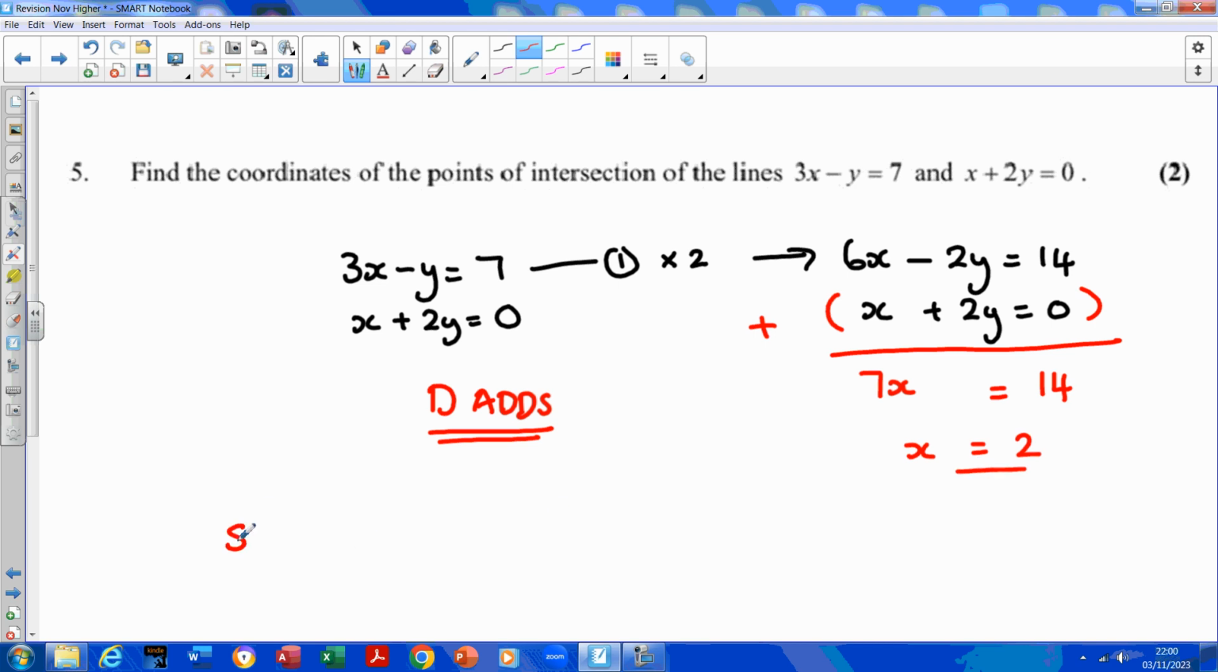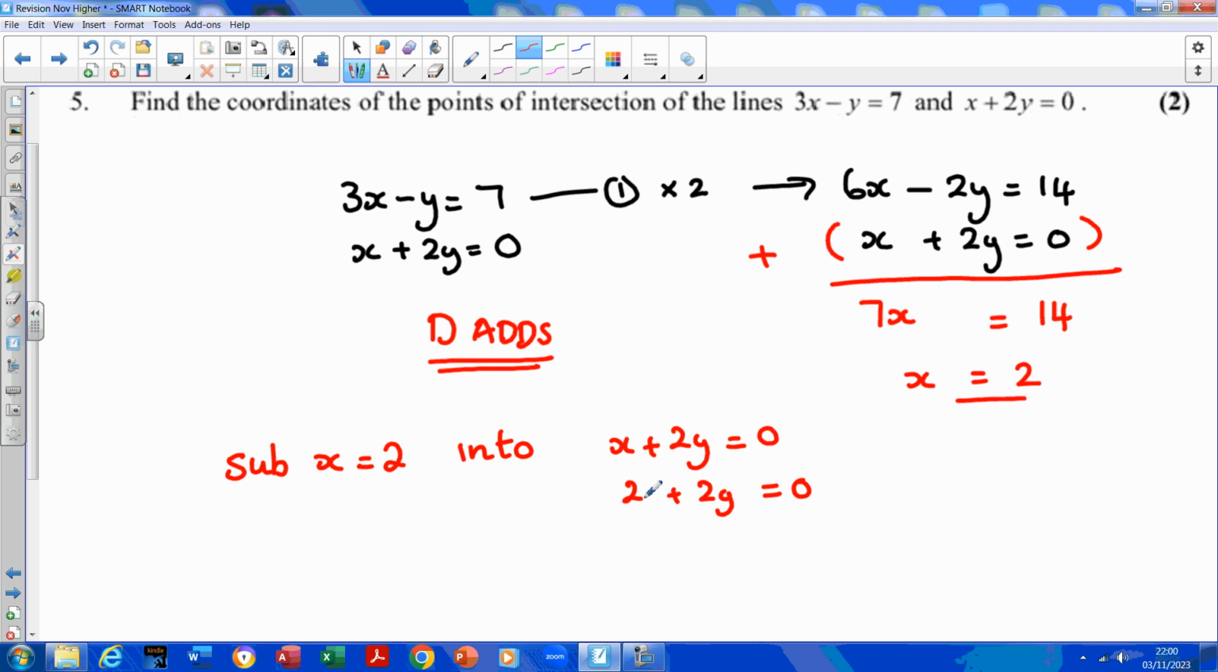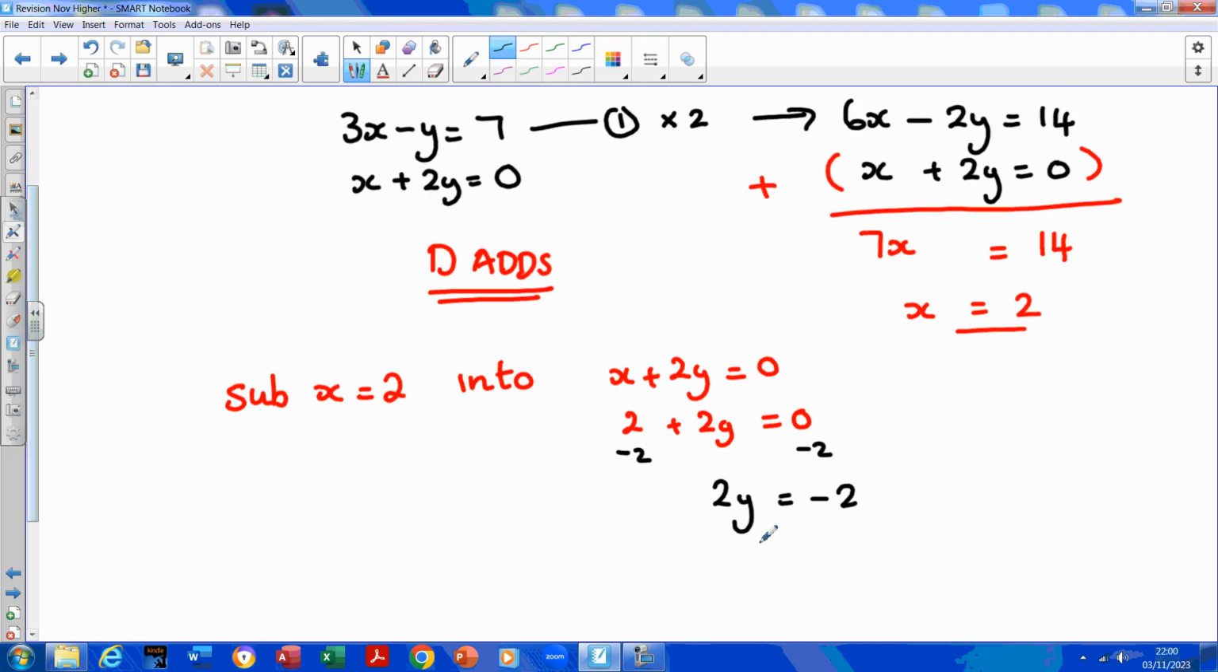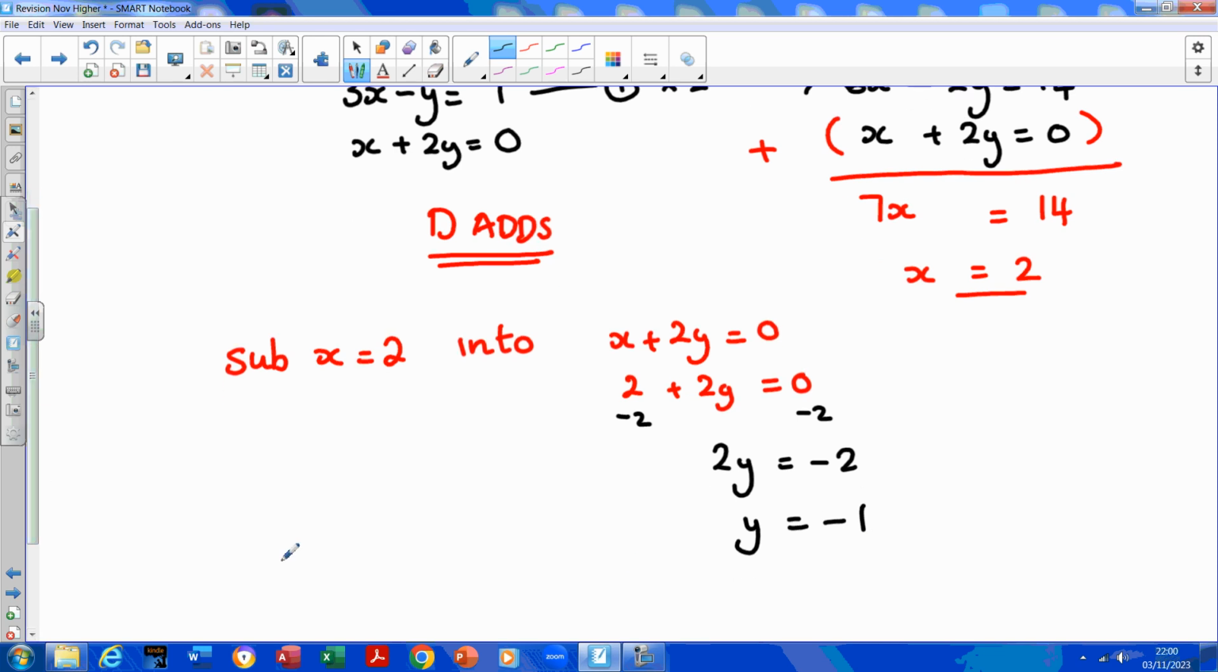Now we're going to sub to find y. So sub x equal to 2 into, go back to one of the initial equations. I'm just going to do x plus 2y equals 0. So x is 2, so 2 plus 2y equals 0. I want to take away 2 from both sides. So I'm taking away 2 from there, I'll take away 2 from there. So that means that 2y is equal to negative 2. I don't want 2 times y, so I'm going to divide both sides by 2. So y is equal to negative 1. So the point where these two straight lines cross is the point (2, negative 1).